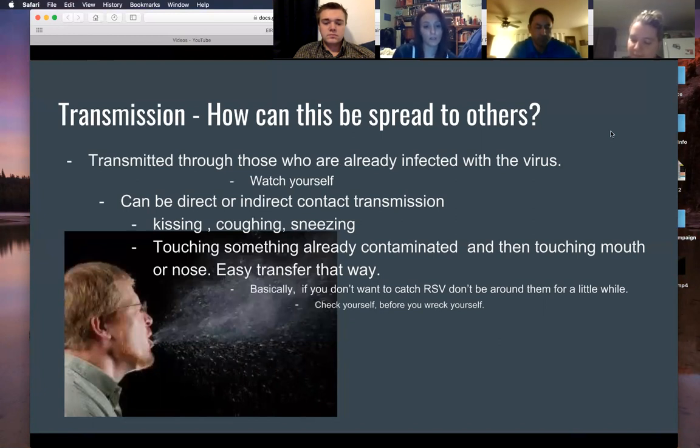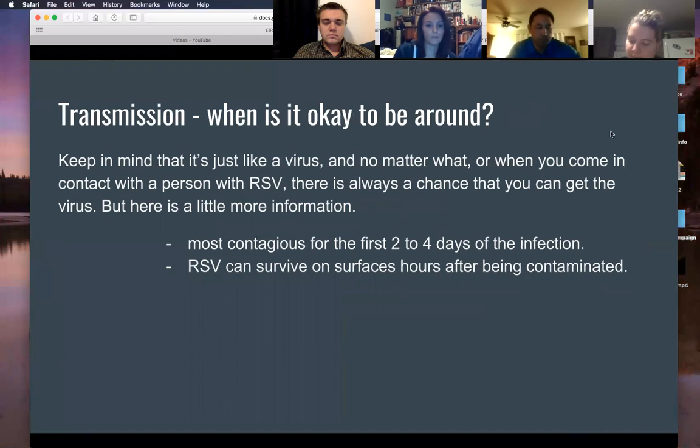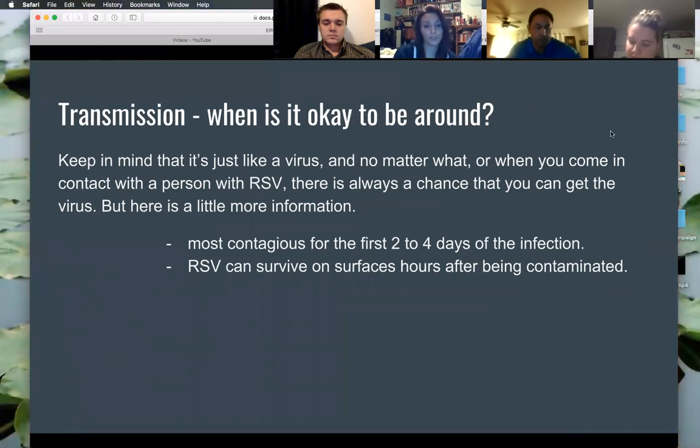The easiest way not to get RSV is to stay away from those who already have it. Keep in mind, just like any virus, it's easy to spread when you come into contact with it. There will always be a chance that you will get RSV. It is most contagious within the first 2 to 4 days, and RSV can survive for a long while on surfaces that have already been infected.